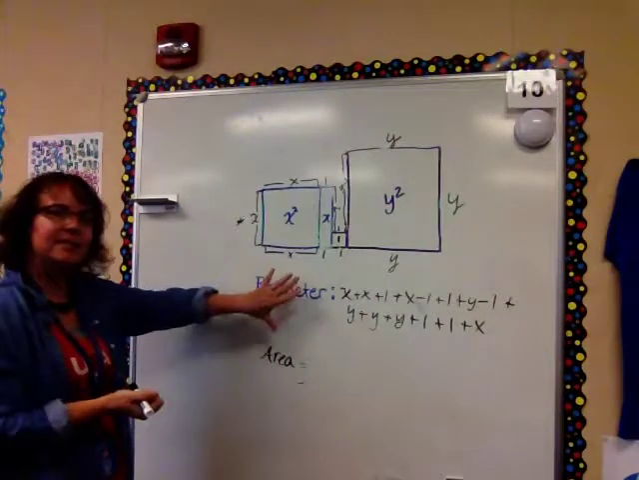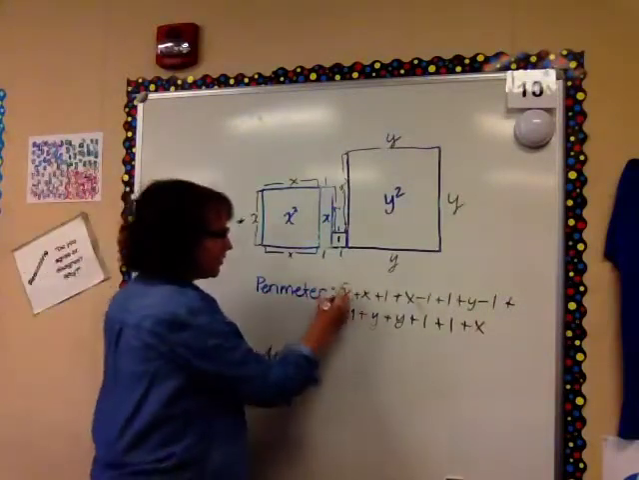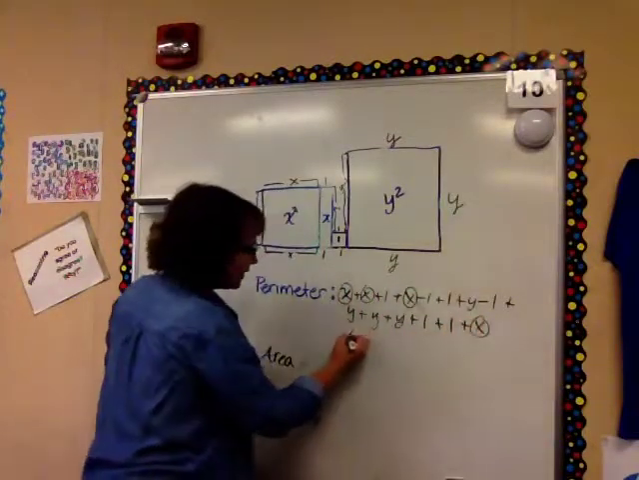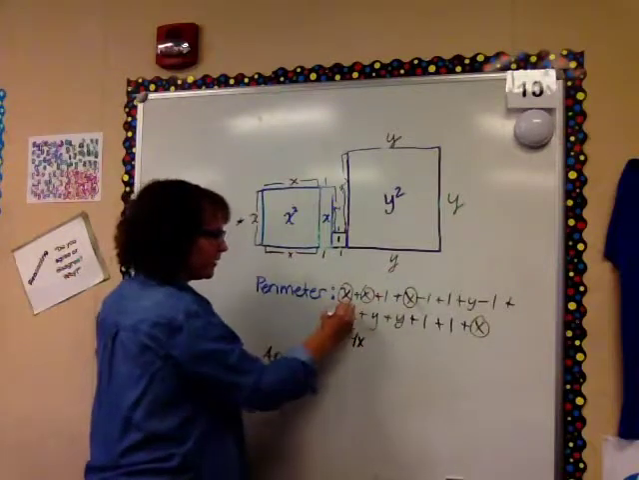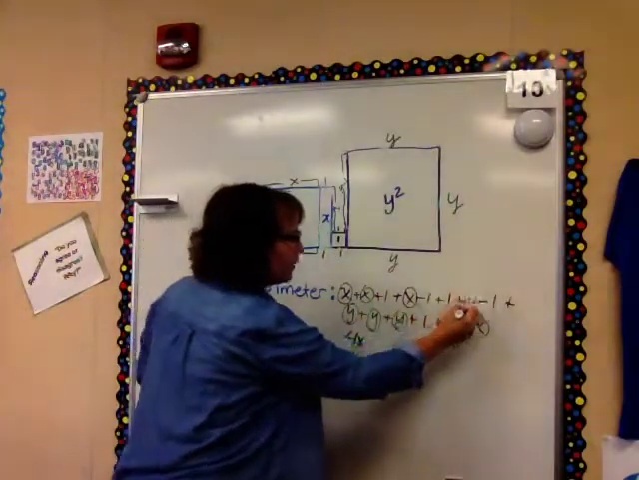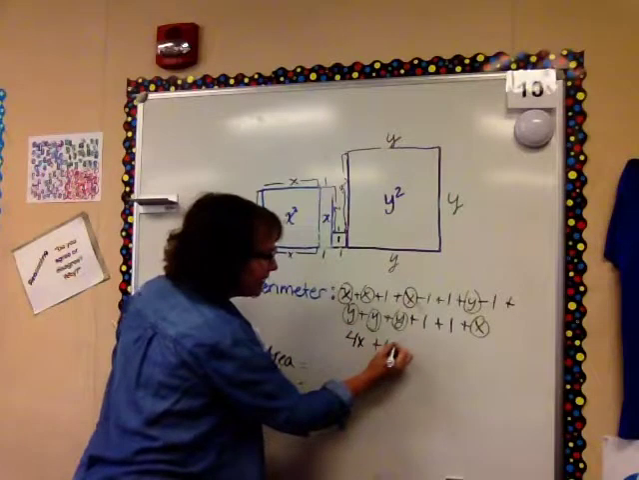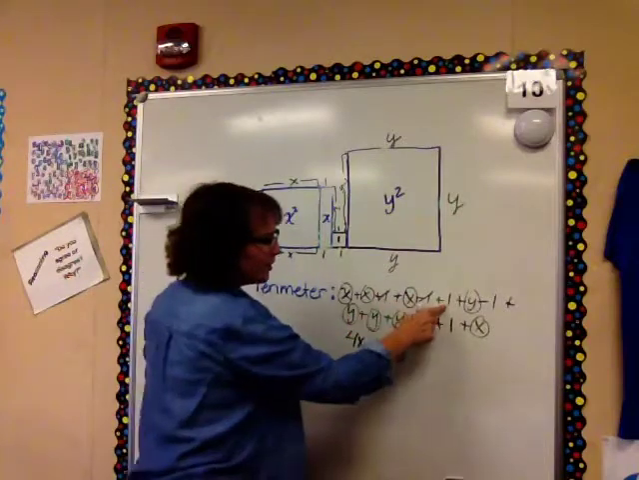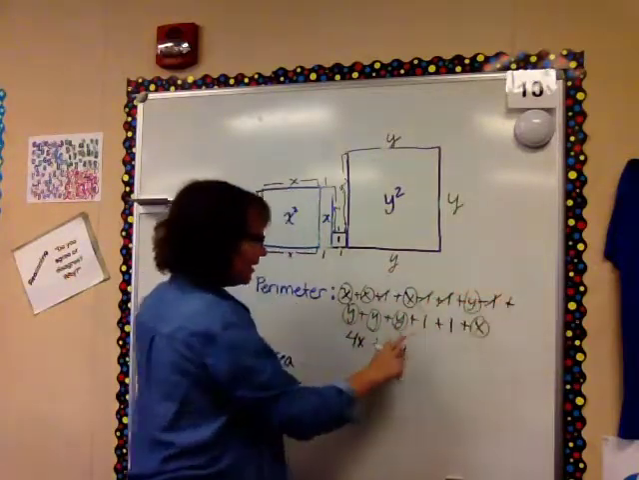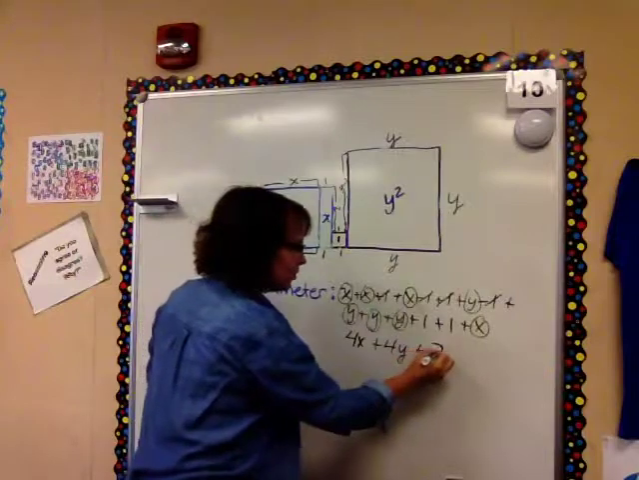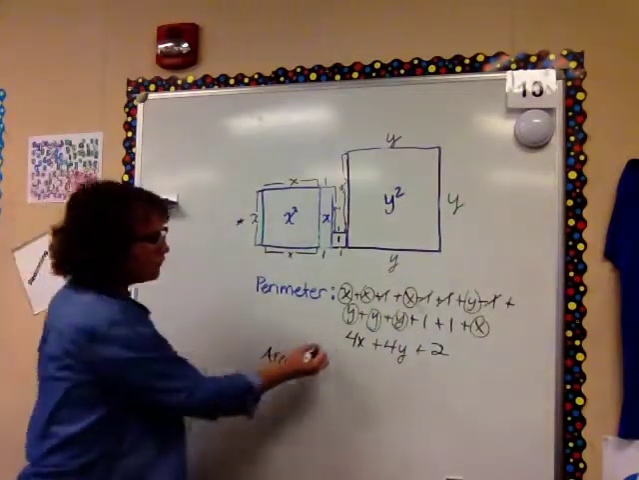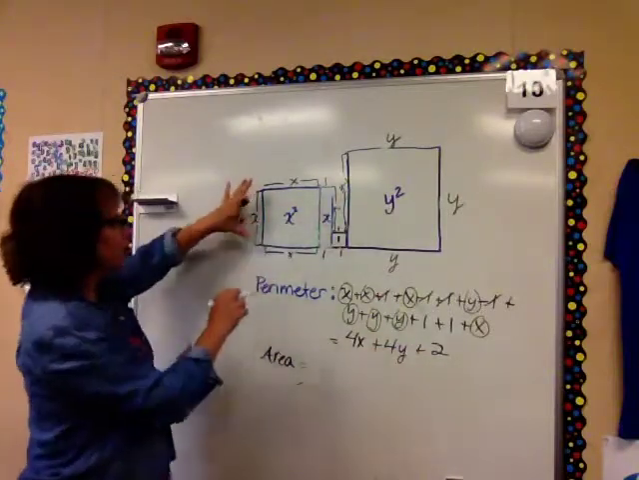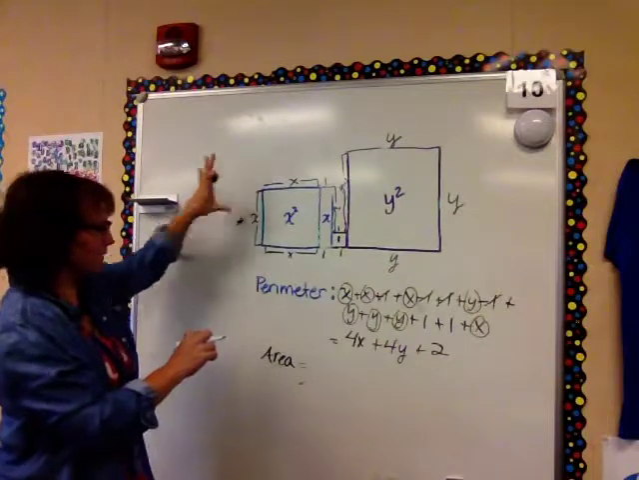So now let's go ahead and simplify this. Let's see how many x's we have. 1, 2, 3, 4. So I have 4x. Let's see how many y's. 1, 2, 3, 4. I have 4 y's. And then plus 1 minus 1, that gives me a 0. Another plus 1 minus 1, another 0. And then 1, 2. So plus 2. So my perimeter is 4x plus 4y plus 2. And these x's and y's are variables, so this length could grow or shrink.